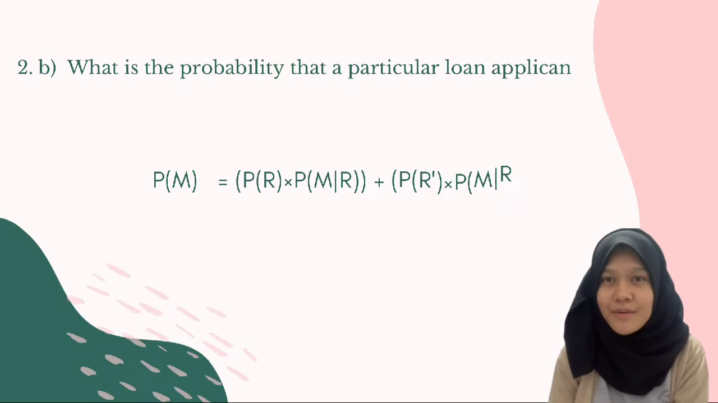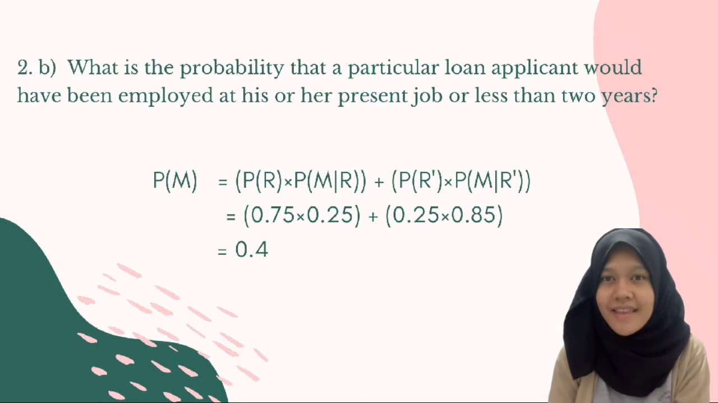Next, for question 2b, we need to find the probability of a loan applicant who has been employed for less than 2 years. First, we multiply the probability of PR and PMR, which is 0.75 times 0.25. We then multiply the probability of PR prime and PMR prime, which is 0.25 times 0.85.